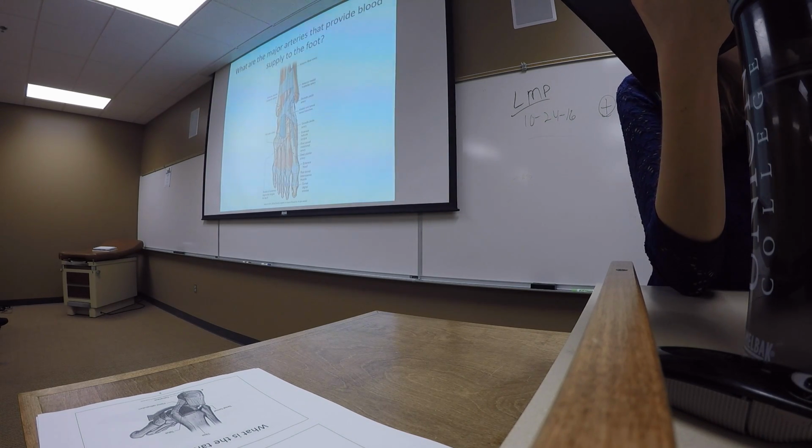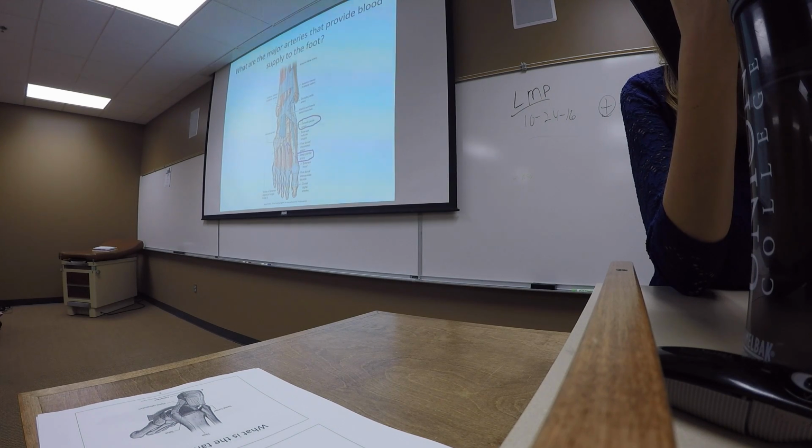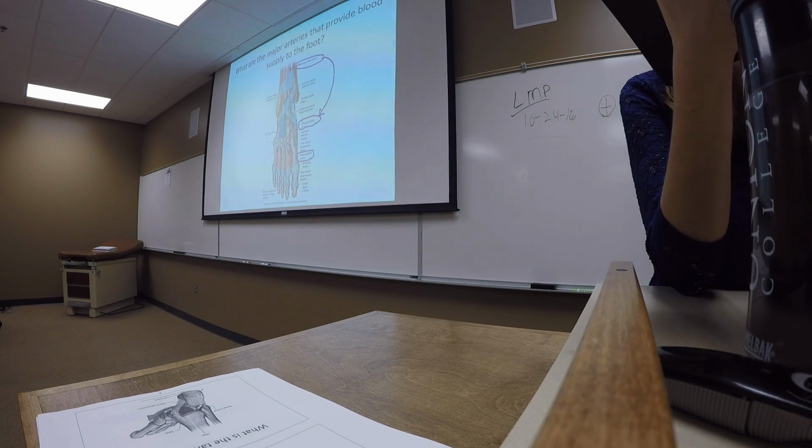Okay, so here's the dorsal side of the foot, and right here we see the deep plantar artery coming up through the interosseous muscle between the first and second metatarsals, and that anastomoses with the dorsalis pedis artery. So here's the dorsalis pedis. The dorsalis pedis is a continuation of the anterior tibial artery, so we have this blood flow going on here.